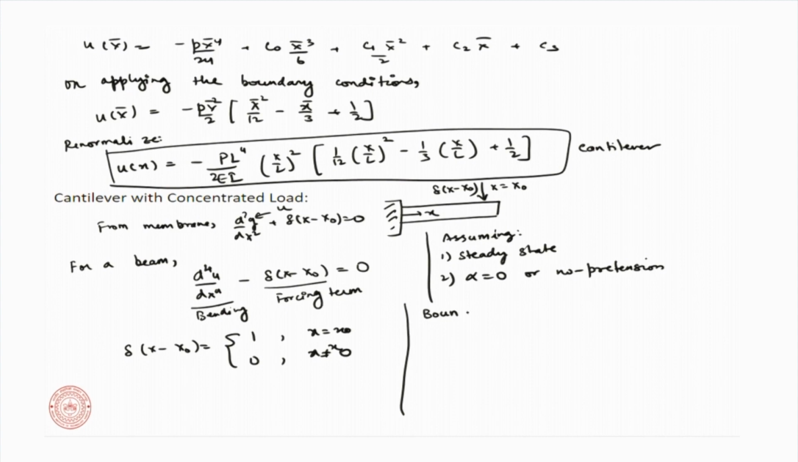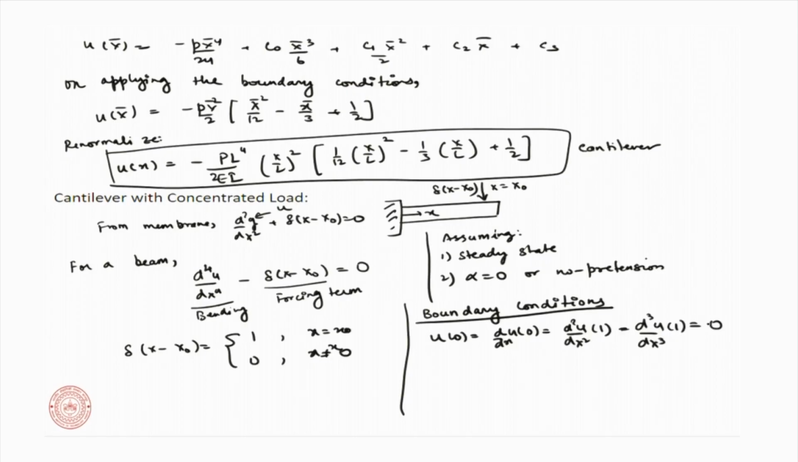So, we need again 4 boundary conditions. To solve this, the boundary conditions are that u of 0 equals du by dx of 0 equals d square u by dx square of 1 equals d cube u by dx cube of 1 equals 0. So, again this was our fixed condition and this is our free condition. Okay. So, fixed and free boundary conditions.